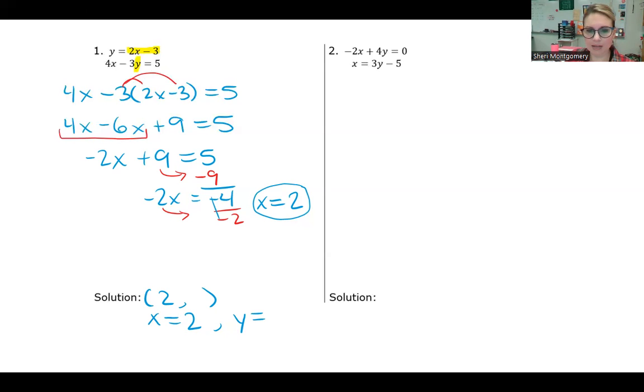So now I'm going to take that x equals 2 and I'm going to plug it into this one. I get y is equal to 2 times x, which I know is 2, minus 3. So y is equal to 2 times 2, which is 4, minus 3. What is y equal to? 1. Good job. So y is equal to 1.